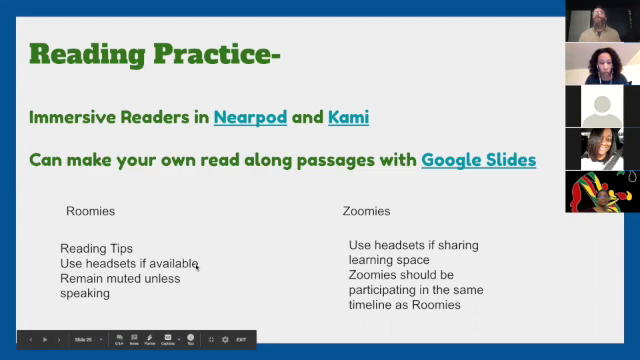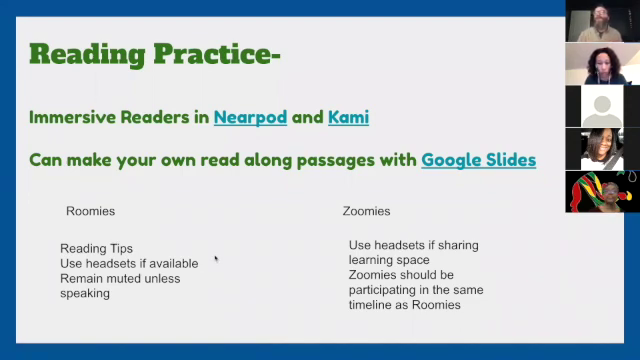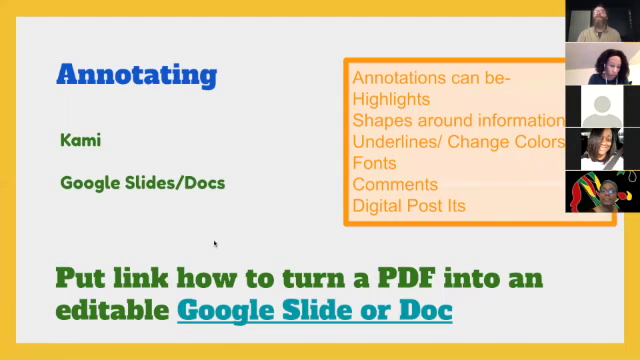And so when working with roomies, just some tips that have come up out of APS: use headsets when available. Keep students muted unless they're reading. And muting is going to be important just so we don't get a lot of feedback and things of that nature. Zoomies should use headsets if they are sharing a space with a sibling, and just putting that one out there. It's just different practices.